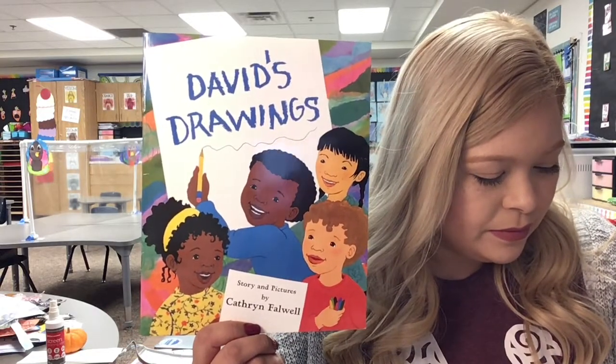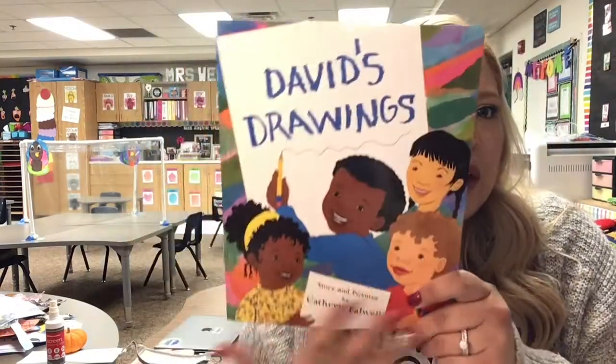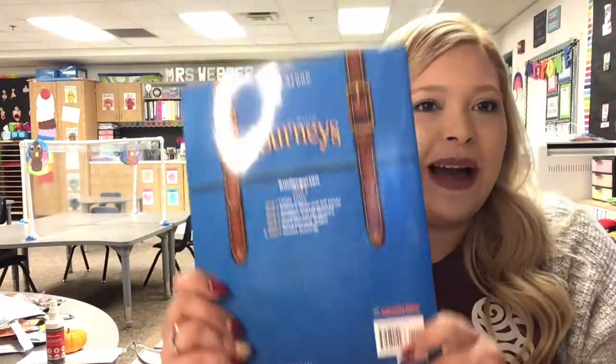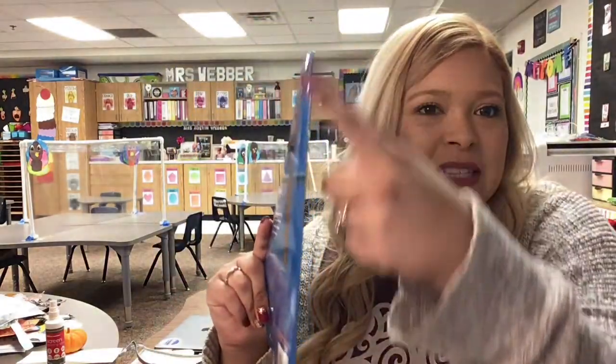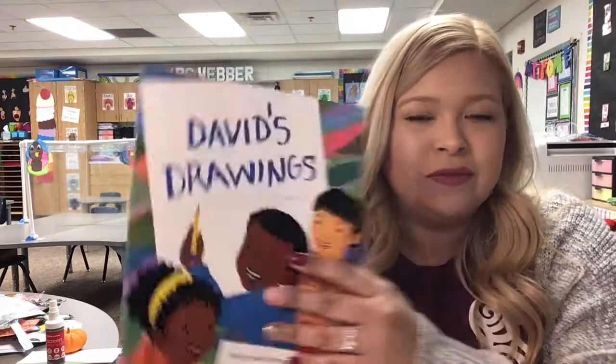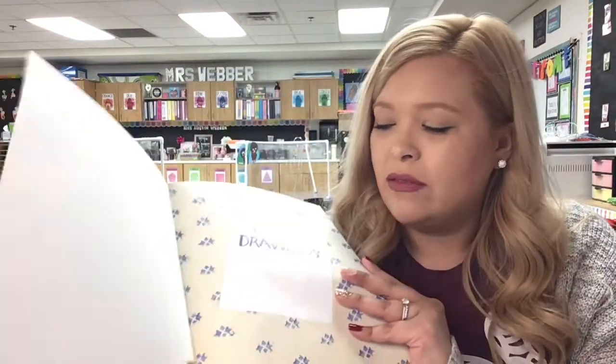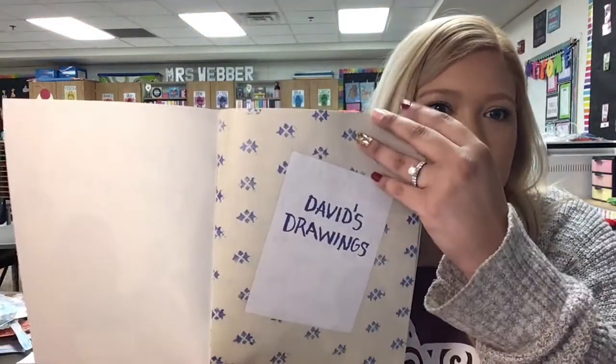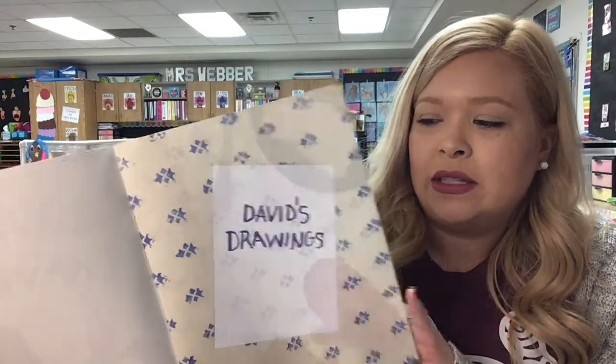And then we have front cover, back cover, spine. The spine of the book helps keep the book together. And then inside we have the title page. David's Drawings.